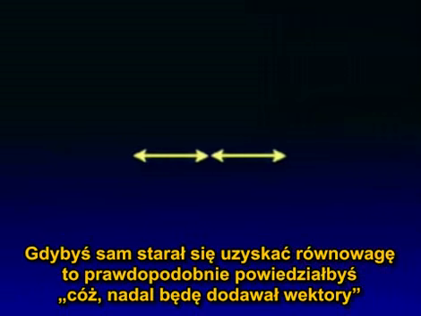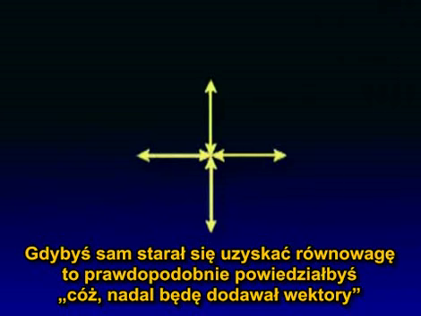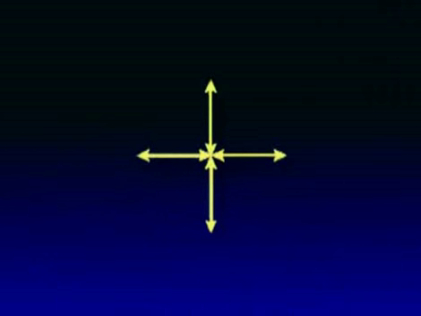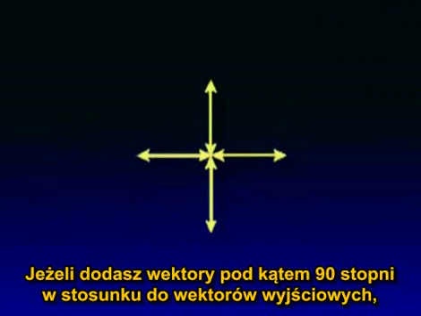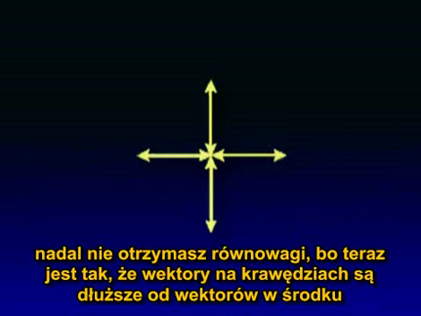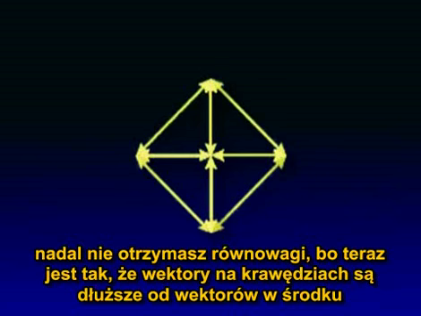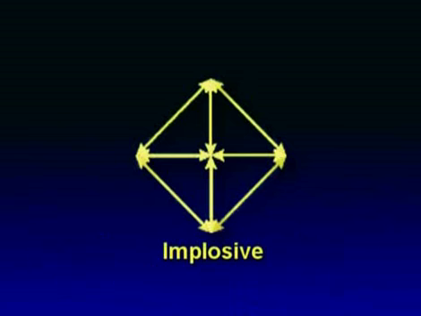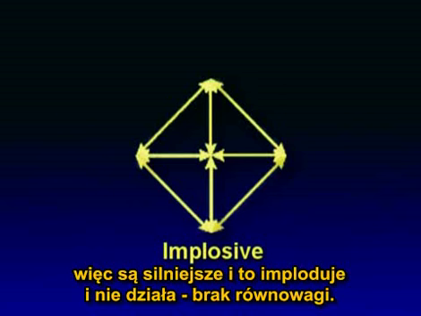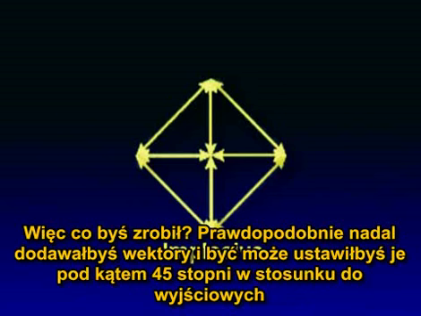Well, if you were trying to get an equilibrium yourself, you would probably say, well, I'll just keep adding vectors. Well, if you add vectors at 90-degree angle from the initial vectors, you're still not going to get equilibrium because now what's going on is that the edge vectors are longer than the vectors to the center, so they're stronger, it implodes, it doesn't work. No equilibrium. So what would you do?